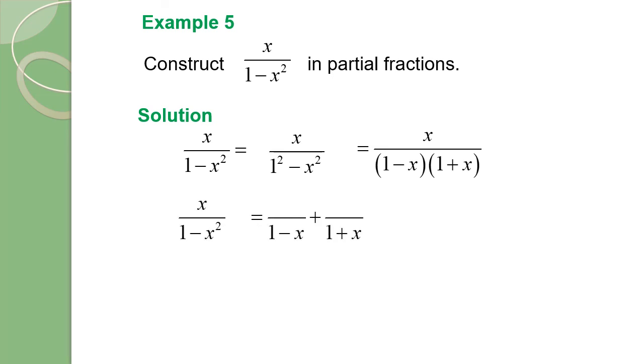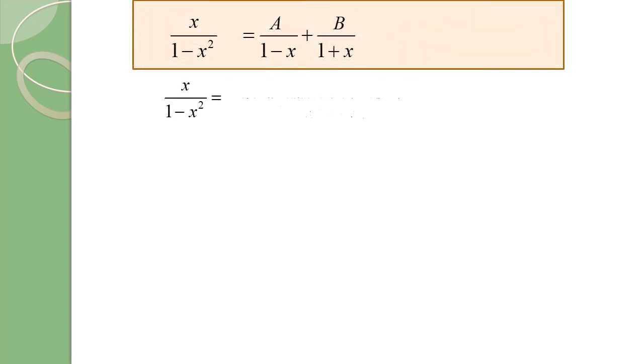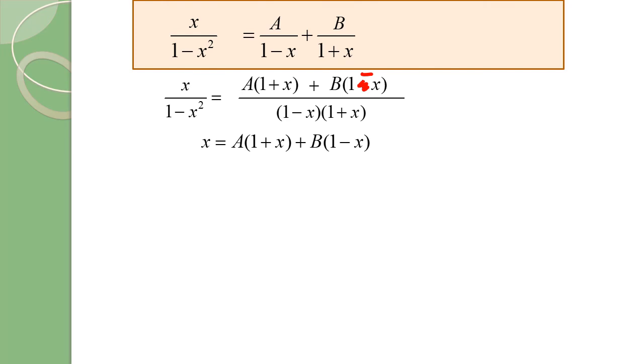So it can be written as a over 1 minus x plus b over 1 plus x. To eliminate the denominator, we should multiply a with 1 plus x, plus b multiplied with 1 minus x. This one should be minus. Okay, so compare the numerator only. So we have x equal to a multiplied with 1 plus x plus b multiplied with 1 minus x.